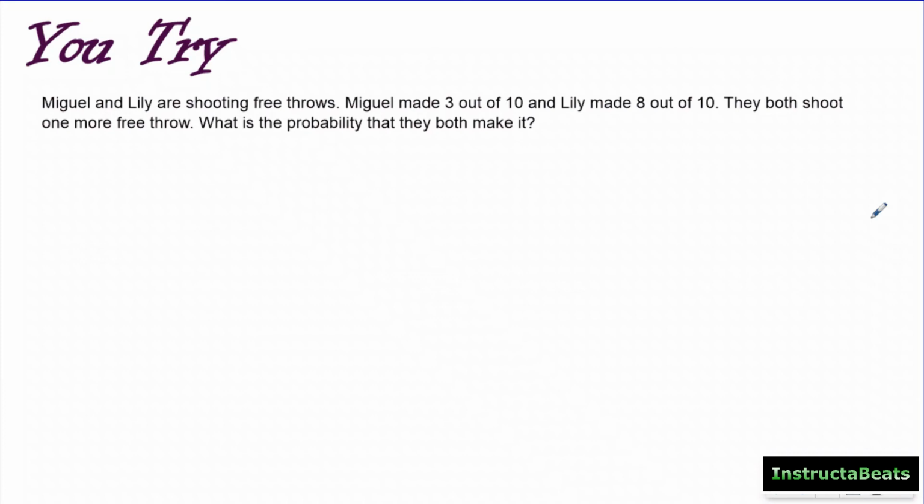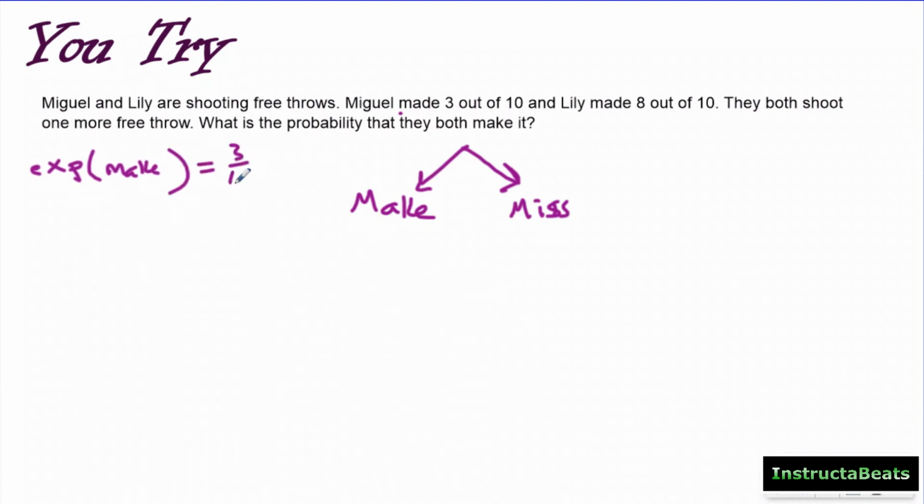So hopefully you just paused it and now you're checking your work. So it doesn't really matter who goes first. I'll just put Miguel first because he was here. So Miguel's going to shoot free throws, and he's either going to make or he is going to miss. And so I'm going to put this right here. And Miguel has an experimental probability of 3/10. He made, so the experimental probability of him making it is 3 out of 10, which means he missed 7 out of 10. So we can see that we're going to do this question with experimental probability, not theoretical probability.